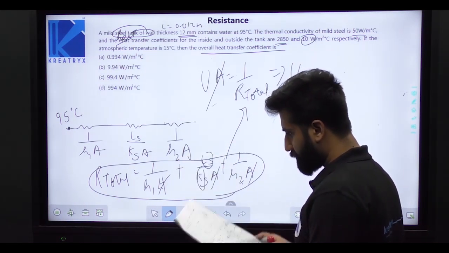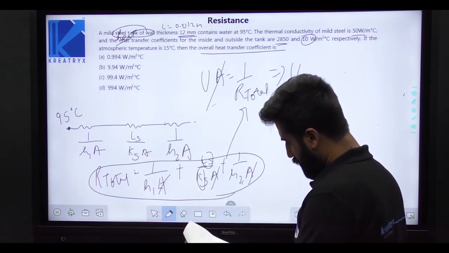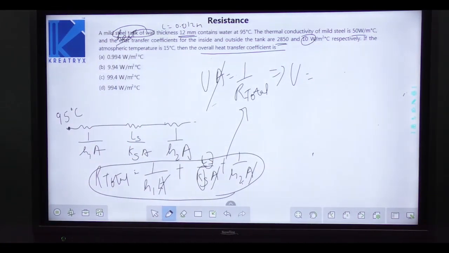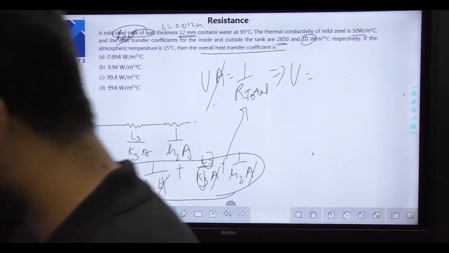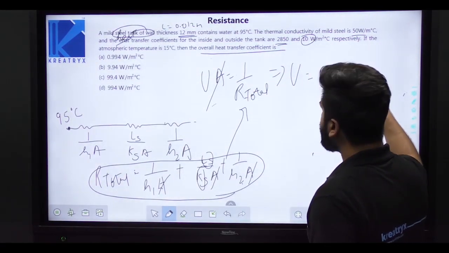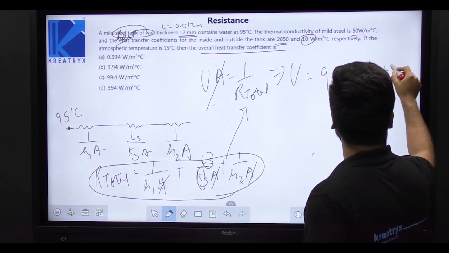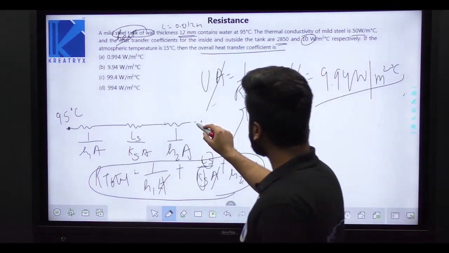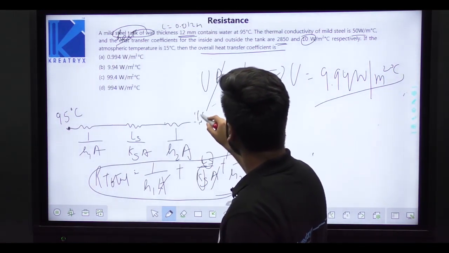I don't have the answer again, so let me check the answer. This is 9.94. Okay, the answer is 9.94 watt per meter square degree Celsius. That was again a simple question.